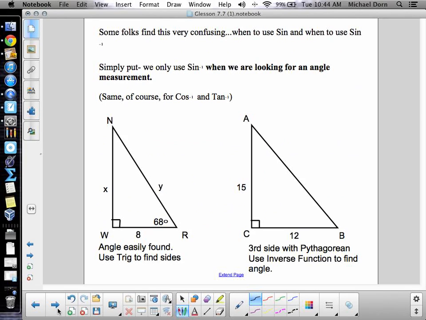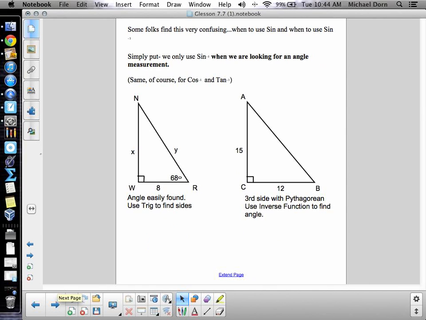So again, we only use sine inverse when we're looking for an angle measurement. But let's take a look at these two different situations here, just looking at the pictures and deciding how we're going to approach them. In this picture, I know the right angle and another acute angle, which means my third angle can be easily found, can't it? I don't need anything fancy.